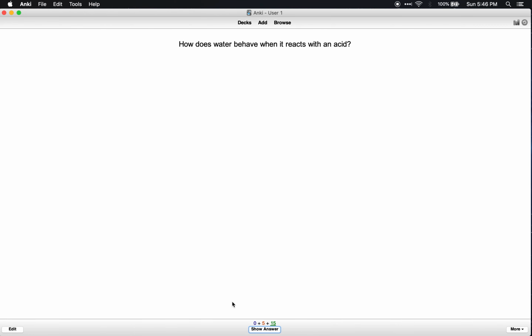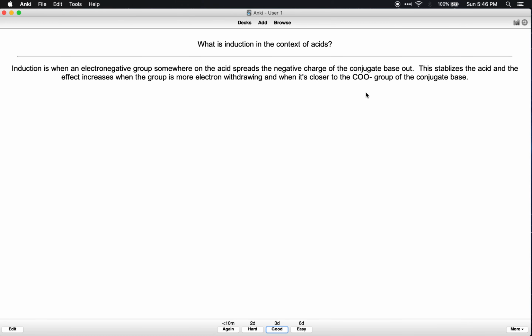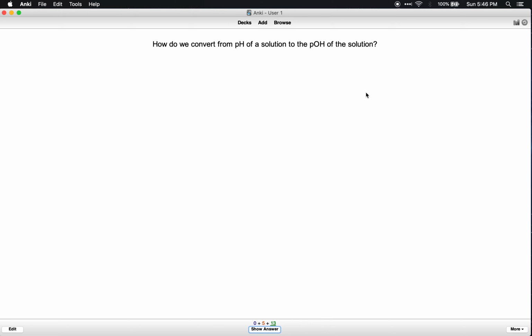How does water behave when it reacts with the base? What is induction in the context of acids? It's the stabilization through resonance of the conjugate base. The more stable the conjugate base, the stronger the acid. How do you convert pH to pOH in solution?